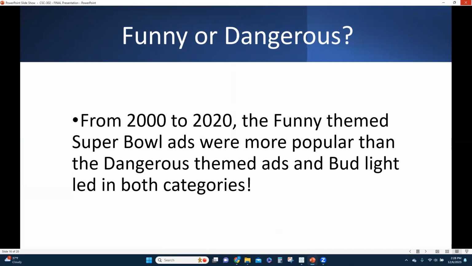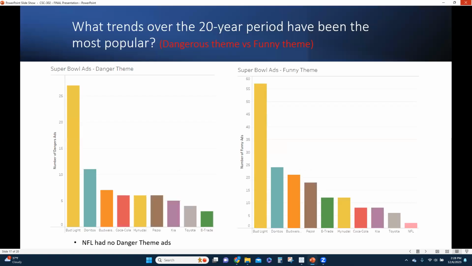Now, looking at this theme, funny or dangerous, from 2000 to 2020, the funny themed Super Bowl ads were more popular than the dangerous themed ads, and Bud Light led in both categories. Well, that makes sense to me because when I think of a funny themed Super Bowl ad, I want to laugh. The themed ads are always nice to see too, but everyone wants to be happy. So laughing just brings on happiness. Let's look at the data.